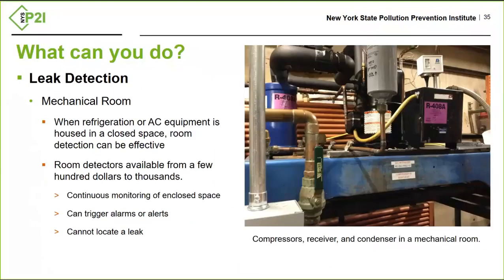This is a picture of a mechanical room, which is an enclosed space that has refrigeration equipment in it. Obviously, if something leaks in that room, it's probably relatively well contained, and you can have a continuous room monitoring detection system that will pick up the refrigerant and trigger an alarm. However, it can sense that there is refrigerant present, but it can't locate a leak.